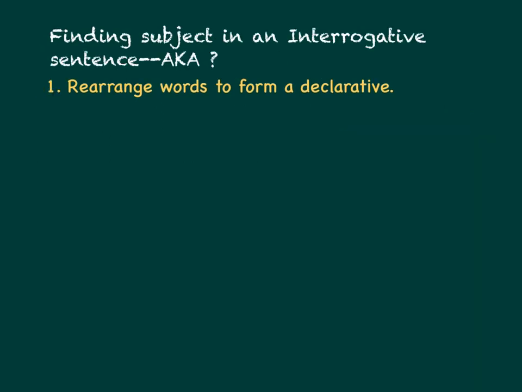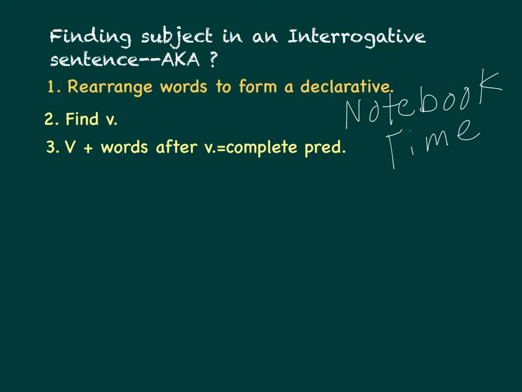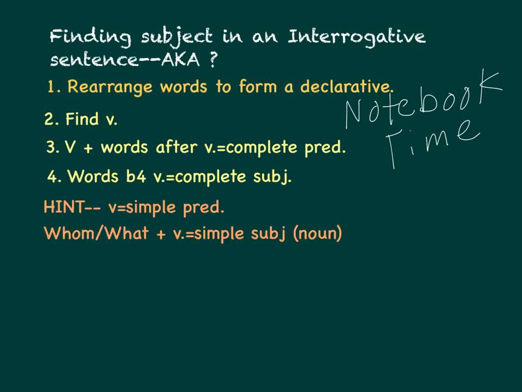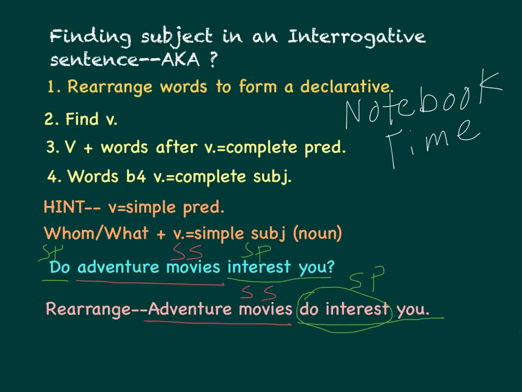Here are the directions for finding a subject and predicate in an interrogative sentence. First, rearrange the words to form a declarative. 2. Find the verb. 3. Verb plus words after the verb equals a complete predicate. 4. Words before the verb equal the complete subject. The verb is also the simple predicate, and the noun that answers who or what is the simple subject. See my example below. On to imperative sentences.